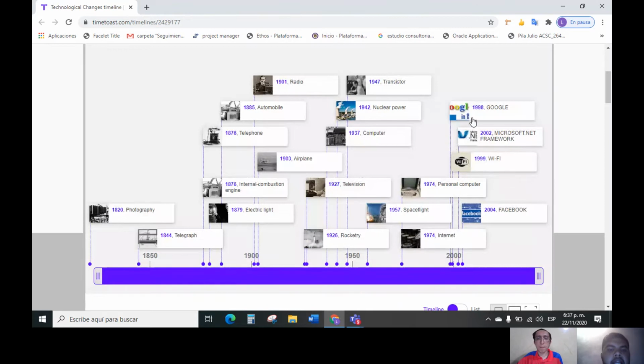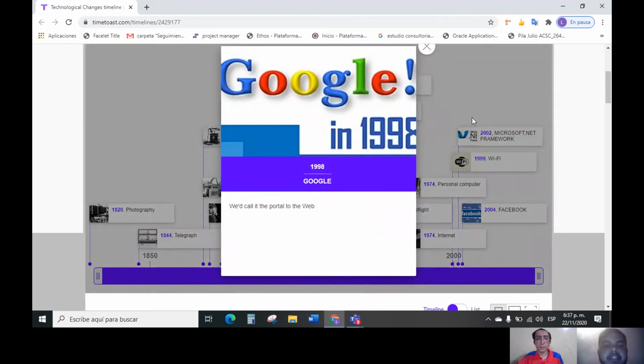In 1998, Google was created, the portal to the web.